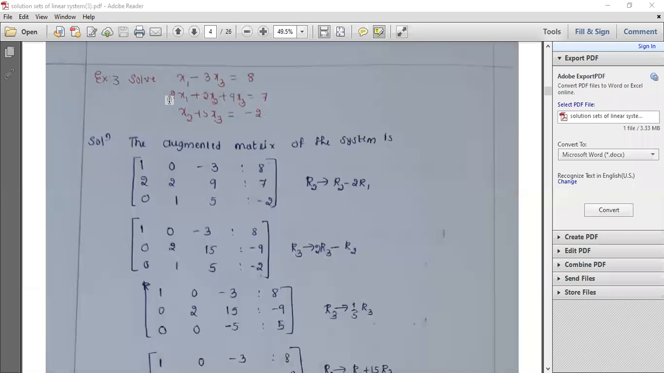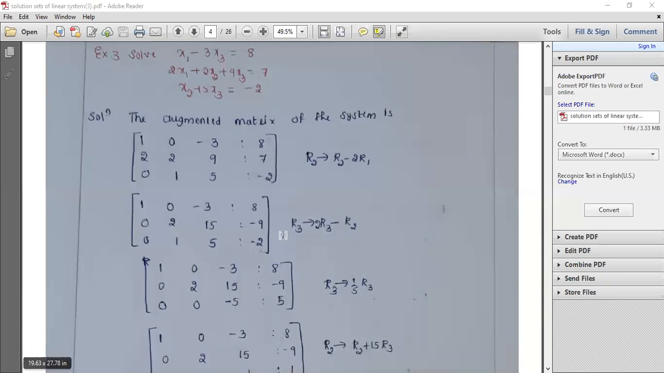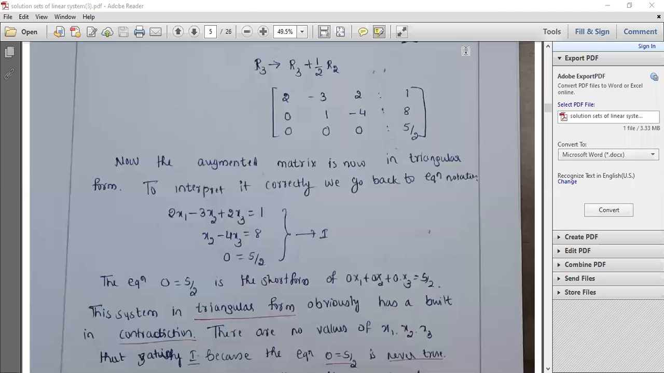Solve the system: x1 minus 3x3 is equal to 8. Try this system, guys, quickly. Now you are able to solve it by using the row transformation. Already I've solved it. Just take this problem, solve it and give me the answer. Don't look at the answer and try it. You do it, and then you can see the answer.